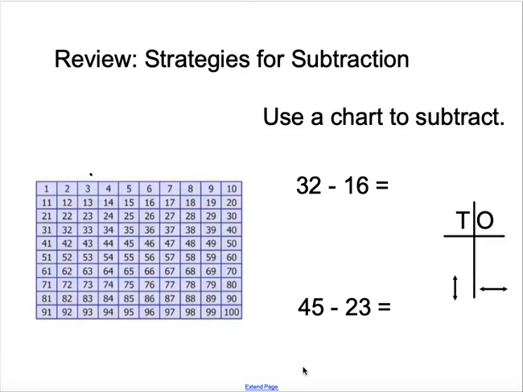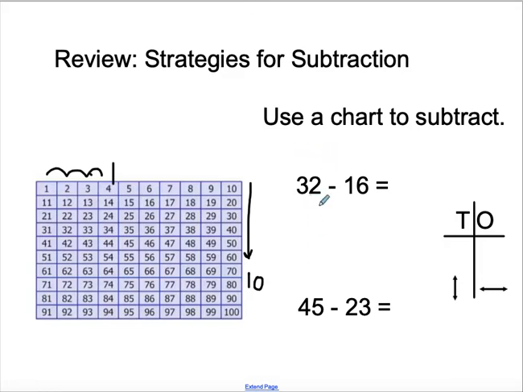So, today for math, we're going to have a review of the strategies we learned to subtract. The first strategy we learned was using a hundreds chart. And a hundreds chart, as we know, if you go from left to right, it goes up by 1. And we know that if you go from top to bottom, it increases by 10. So we can use a number chart to subtract.